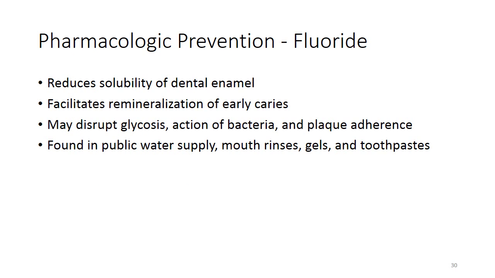Fluoride is used to prevent the development and reverse early carious lesions. Fluoride is available in mouth rinses, gels, and toothpaste. Fluoride is also found in tap water in many cities across the U.S. The safety and efficacy of systemic fluoride is very controversial, although your book is pro-fluoride.